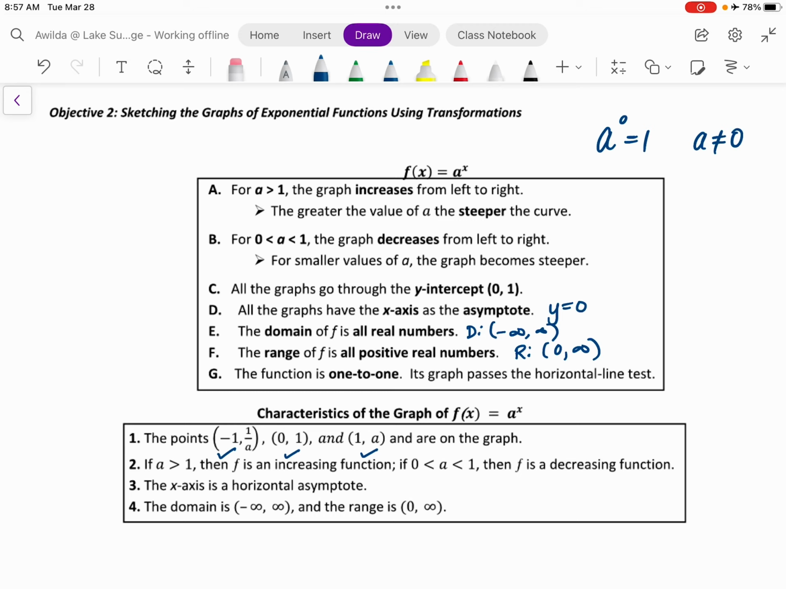If a is greater than 1, as we said earlier, we will have an increasing function. And if a is between 0 and 1, then we will have a decreasing function. Characteristics 3 and 4 have already been discussed above.